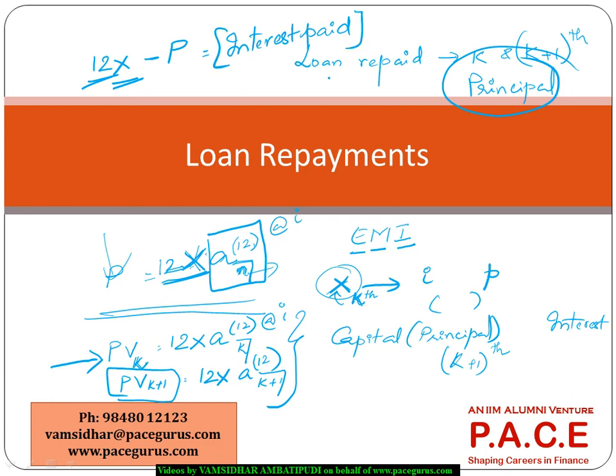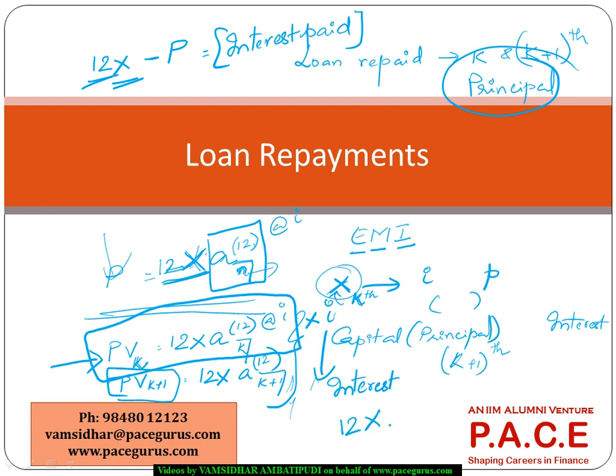Interest paid during K plus 1th year is obtained through that mechanism, where finding the difference between the total principal outstanding in that period and the previous period gives me the amount of principal paid during that particular period. Otherwise, once I know the principal that is outstanding at the end of Kth period, on that principal you apply the interest. That will give me the interest that is paid during the K plus 1th year. Again, from 12X you subtract this interest, which will give you the principal that is paid during the K plus 1th year.